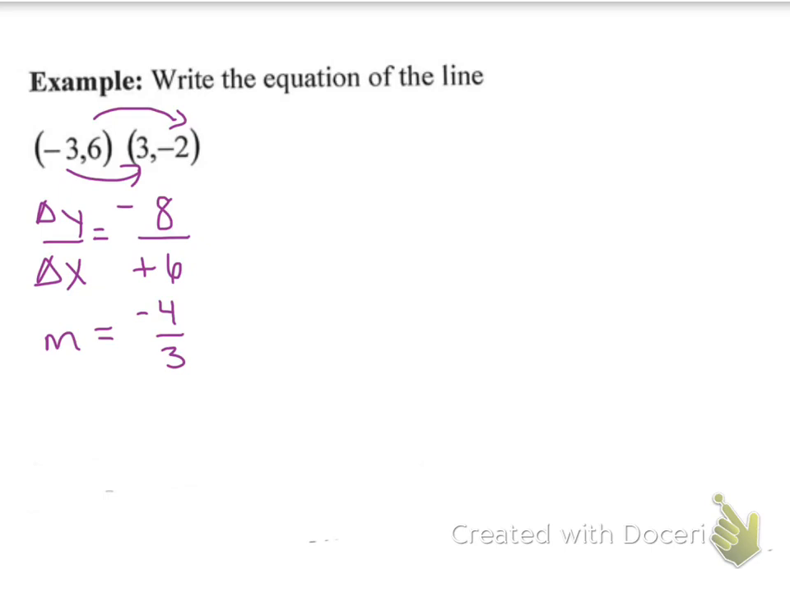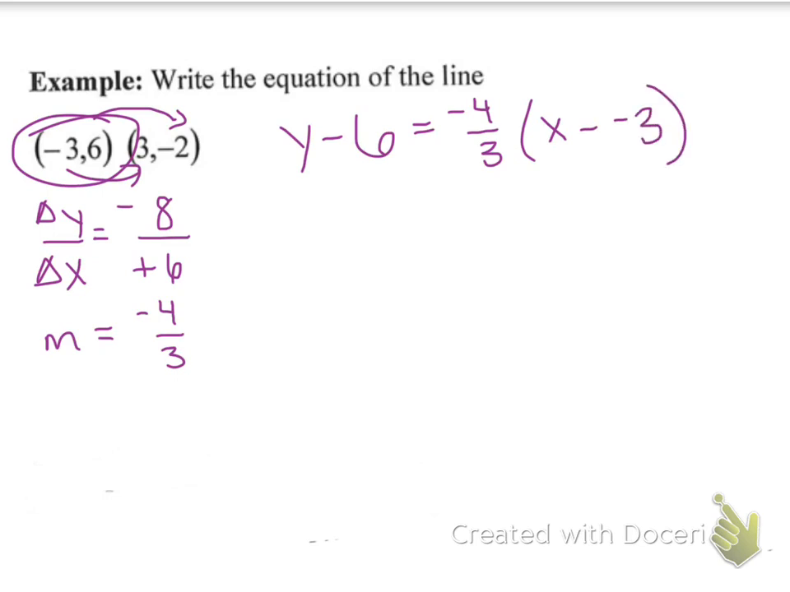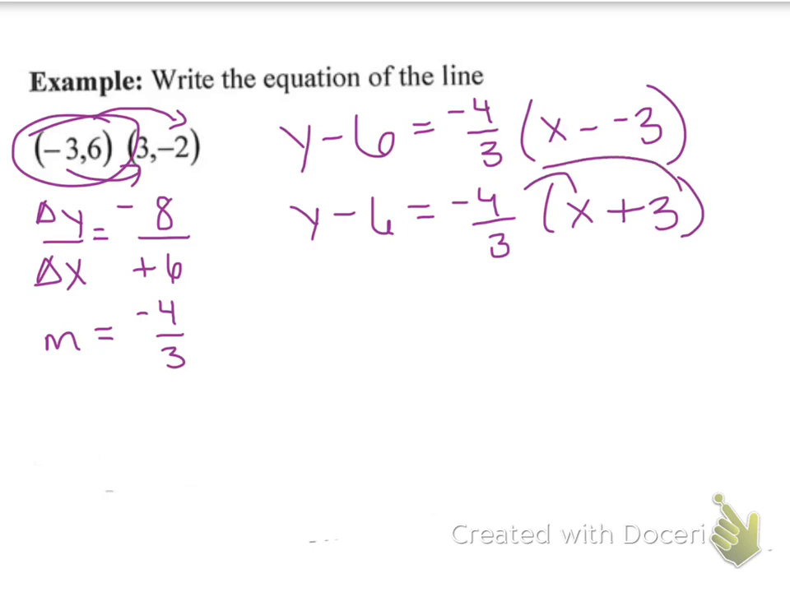Then, once I have my slope, I just need to pick one of the points to use. So I'm going to use the first point given. So I'm going to use that formula y minus y1. So it'll be y minus 6 equals negative 4/3 times the quantity of x minus negative 3. On that right-hand side, we could fix the fact that it's a double negative, so that'll change it to be x plus 3. And then we're going to distribute this negative 4/3 in.